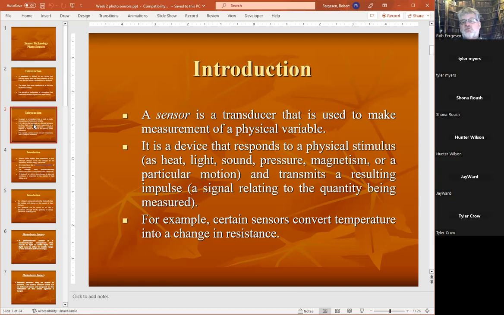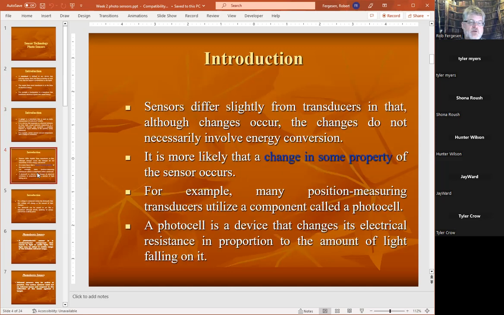So a sensor is a transducer that's used to make a measurement of a physical value, and it's a device that responds to a variety of things and converts it to electrical energy. So this is basically just a reintroduction of some of these key topics.